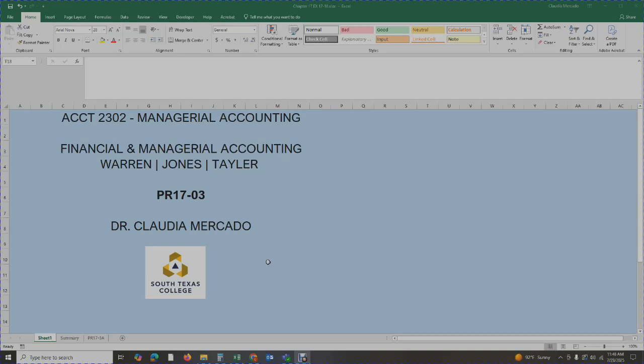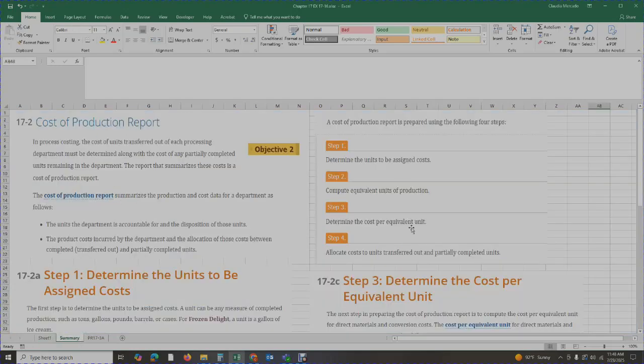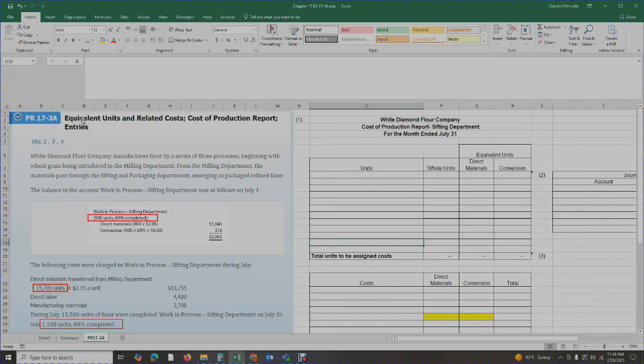Now, before you begin working on the problem, it is imperative that you read the chapter. Sometimes students message me or call me that they're very lost, but when I start asking questions, they have not read the chapter. So it is very important that you do not skip that step. When you are working out these problems, make sure that you locate the specific section in your book that deals with what you're going to be covering. For example, in this problem, we're dealing with equivalent units and related costs, and we're going to be preparing a cost of production report.